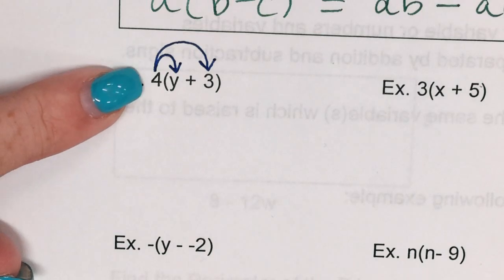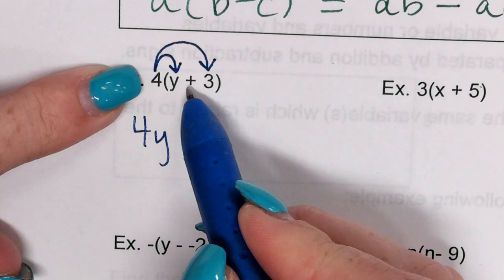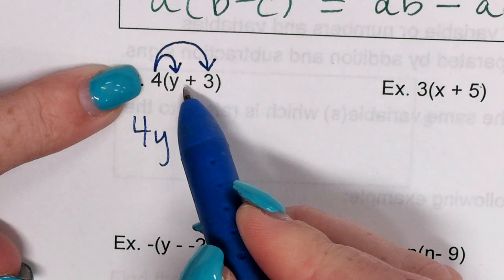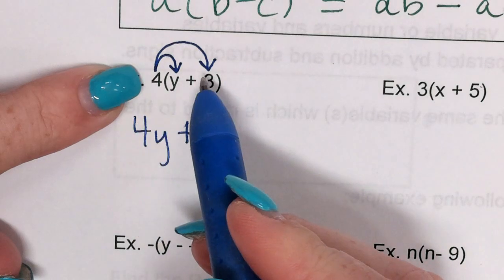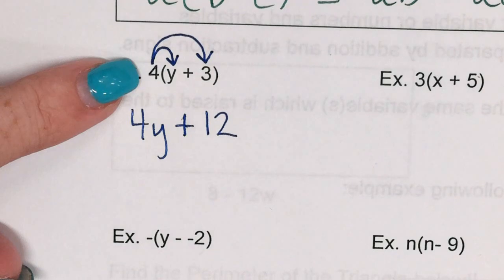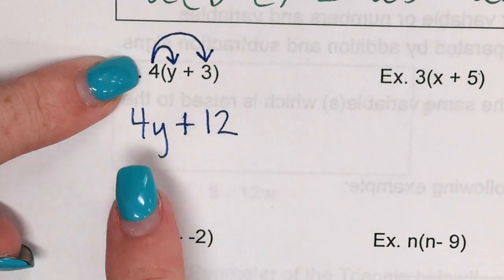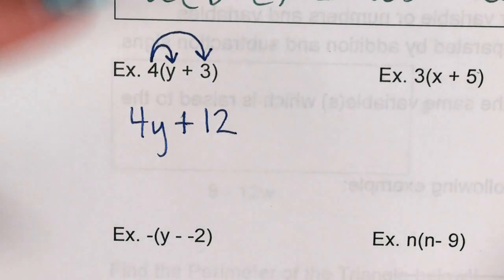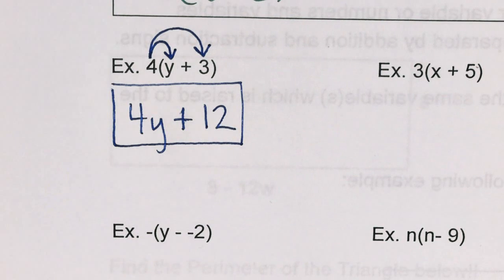Four times y is 4y. I'm going to keep my plus sign. Everybody understand? And I'm going to distribute 4 times 3 is 12. And I am done. There is nothing else I can do. Why? These are not like terms. Do y'all agree? So I can't combine them. So I leave it alone. I'm done. That is my simplified expression.